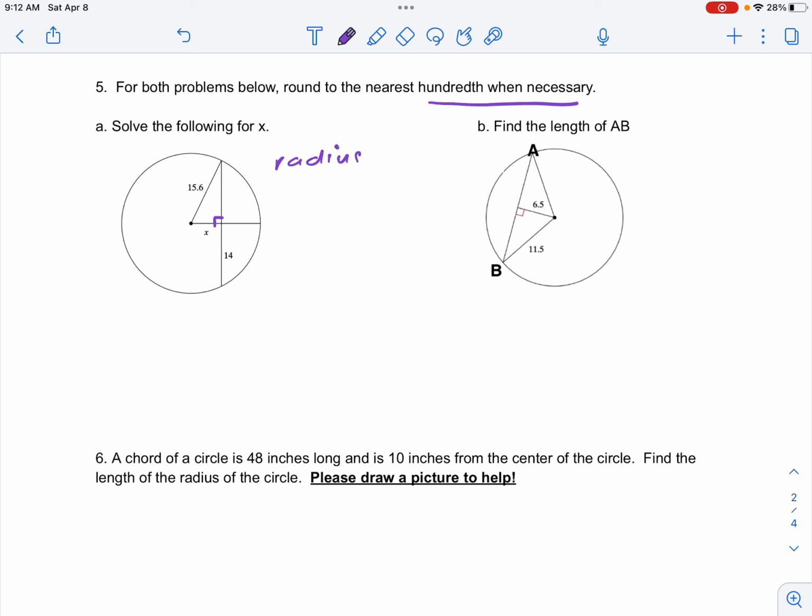A radius is always perpendicular to a chord. Not only that, something else we know is that the chord is bisected.